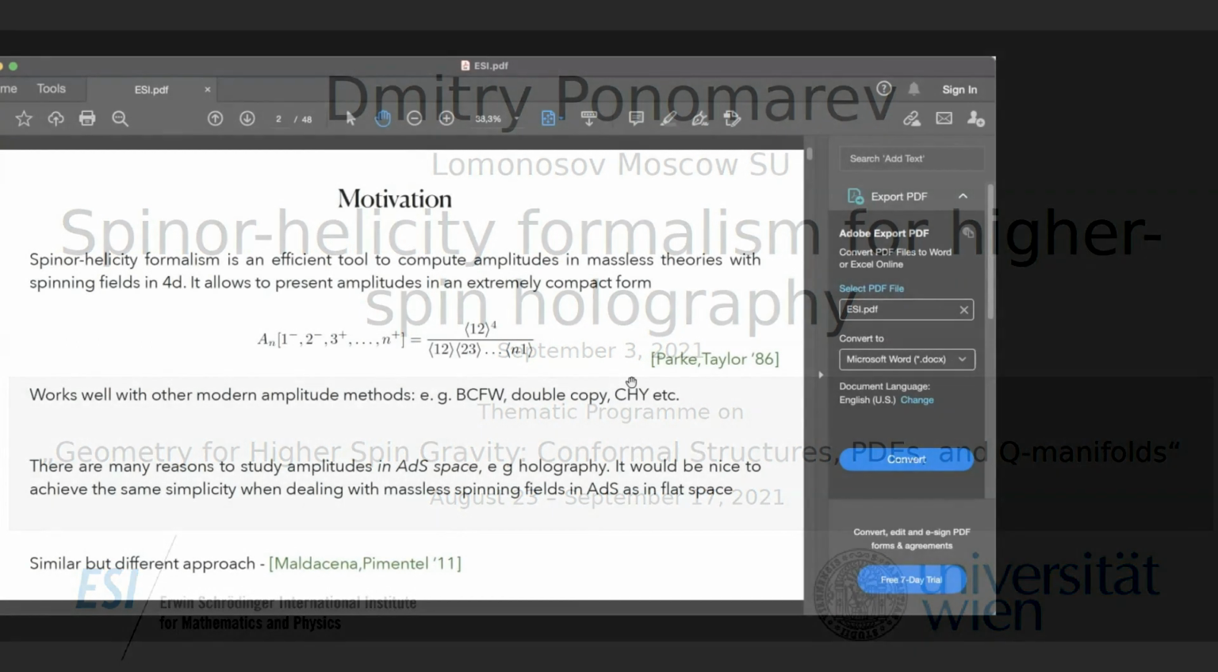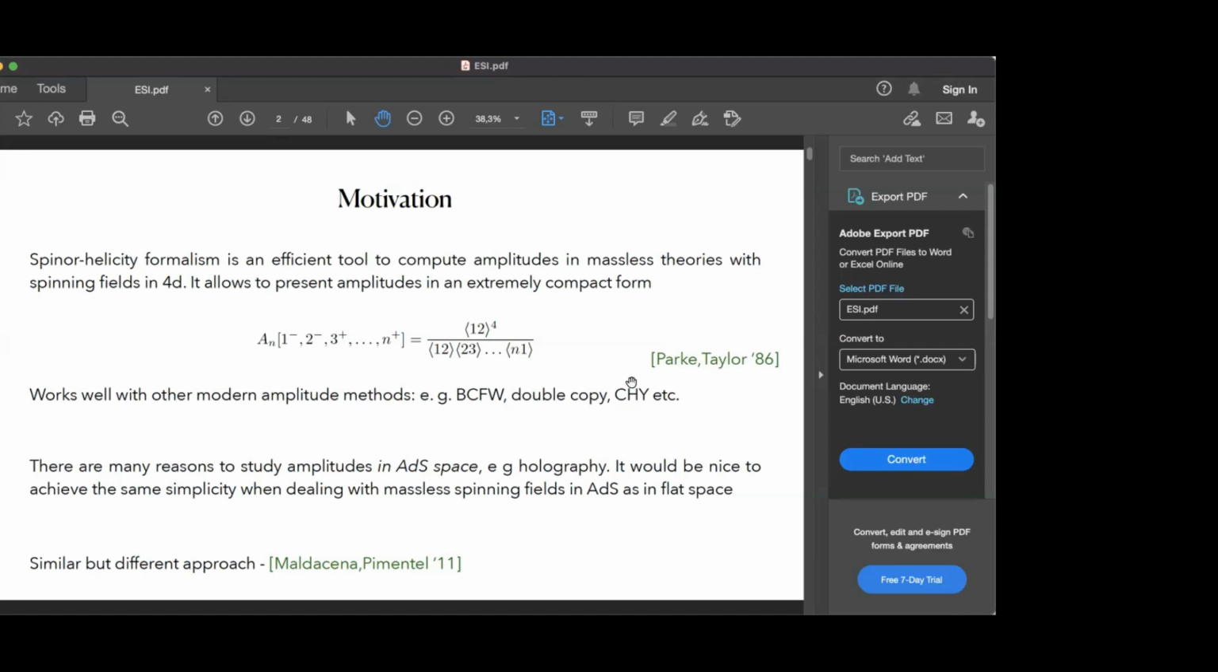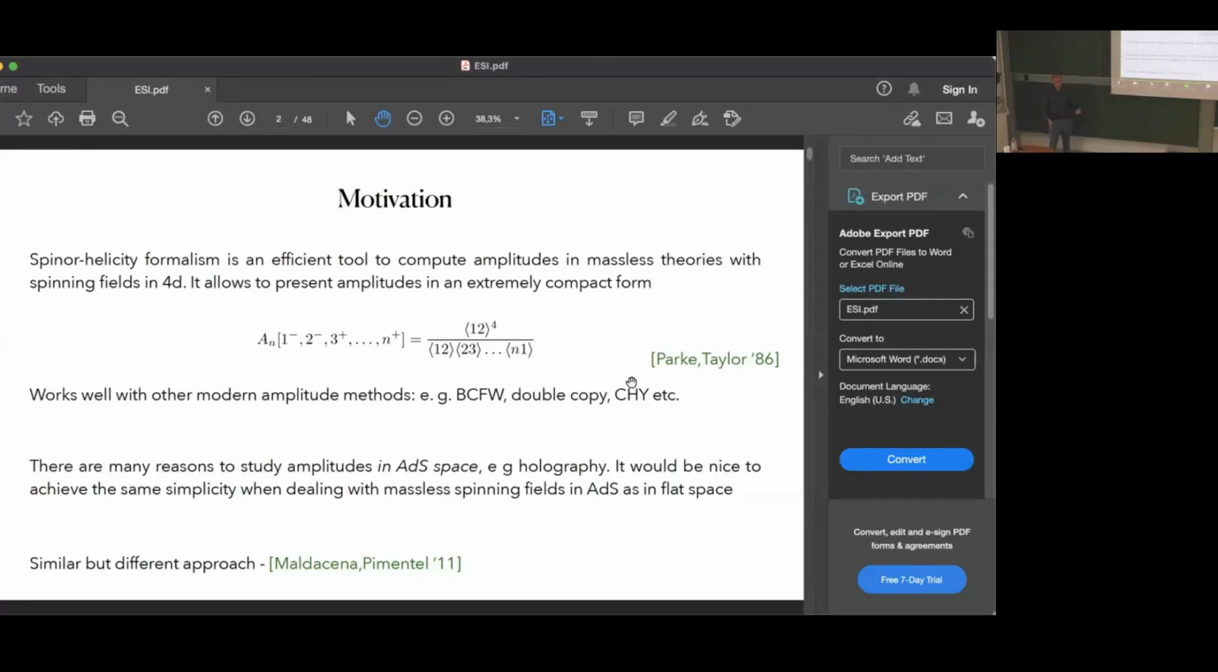efficient. It allows us to compute amplitudes of massless fields very efficiently and presents them in a very compact form. And it also combines well with other modern techniques like BCFW, CHY, etc. So this was about flat space, but there are also good reasons to compute amplitudes in AdS. One of these reasons, of course, is holography. And it would be nice to have an equally efficient language for computing amplitudes of spinning fields in AdS as well. So this is one of the motivations.